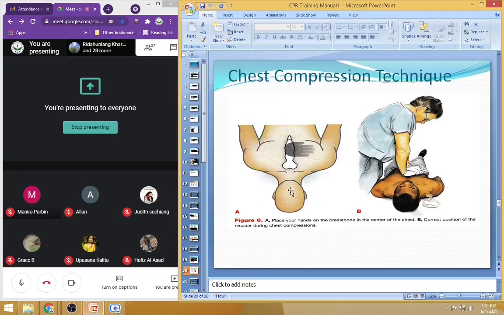This is the place where you will place your hand, on the breastbone in the center of the chest. This is the correct position of the rescuer during chest compression. This is the correct position of yourself when you will be doing it. The arm should be straight and the shoulder should be directly over, facing towards the patient. And then you will give the compression. I will teach you.